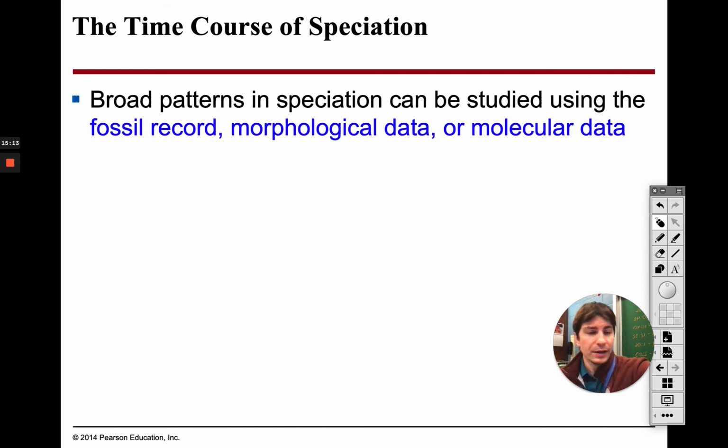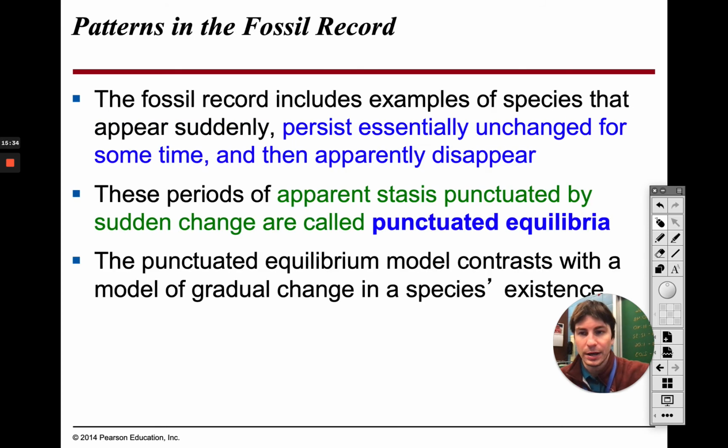So there is no real set amount of DNA that has to be the same. There's also no set time, but we can study the fossil record, we can study data with morphology, and we can study the DNA in order to try to at least get a good hypothesis for what's going on here.